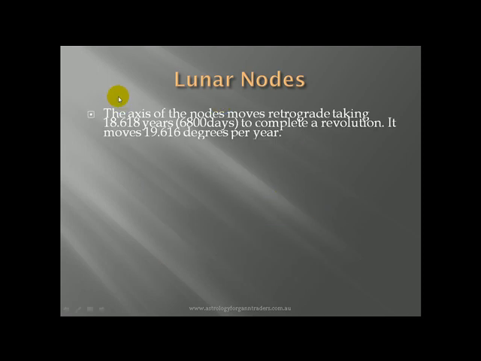So the axis of the nodes moves retrograde, taking 18.618 years, or 6,800 days, to complete a revolution. It moves 19.618 degrees per year.